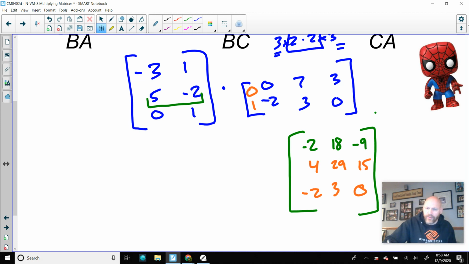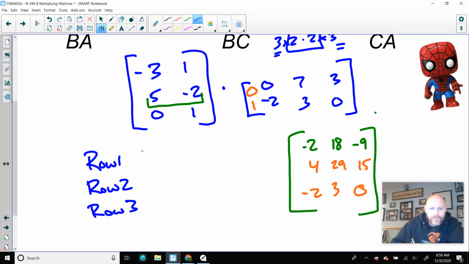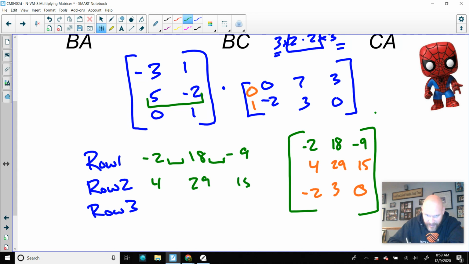All right, so that's the way that would look. This would be our answer on the quick poll, on the quiz. I'm asking you for row 1, row 2, and row 3. So row 1, what you would type in for that would be a -2, a space, an 18, a space, and a -9. Row 2 then would be a 4, 29, and a 15. And row 3 would be a -2, 3, and a 0. And that's how you would type that in. Again, if it's not possible, you just type in not possible.